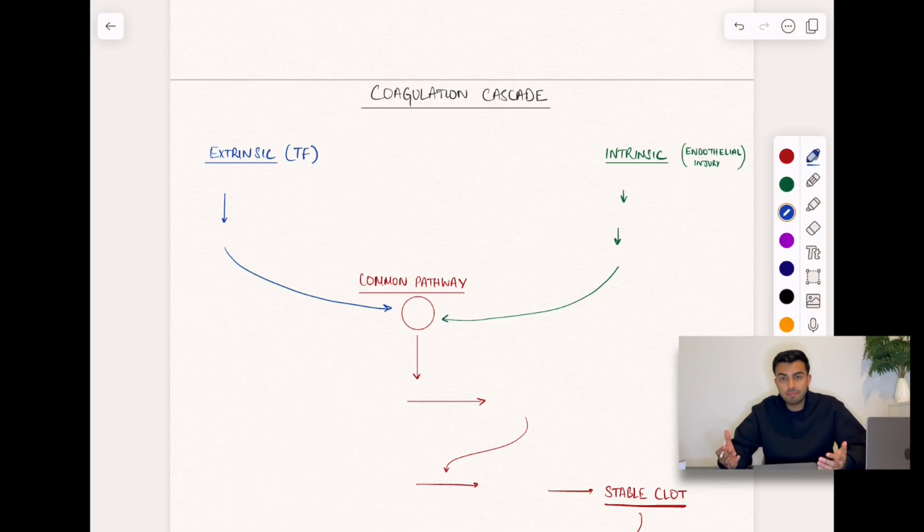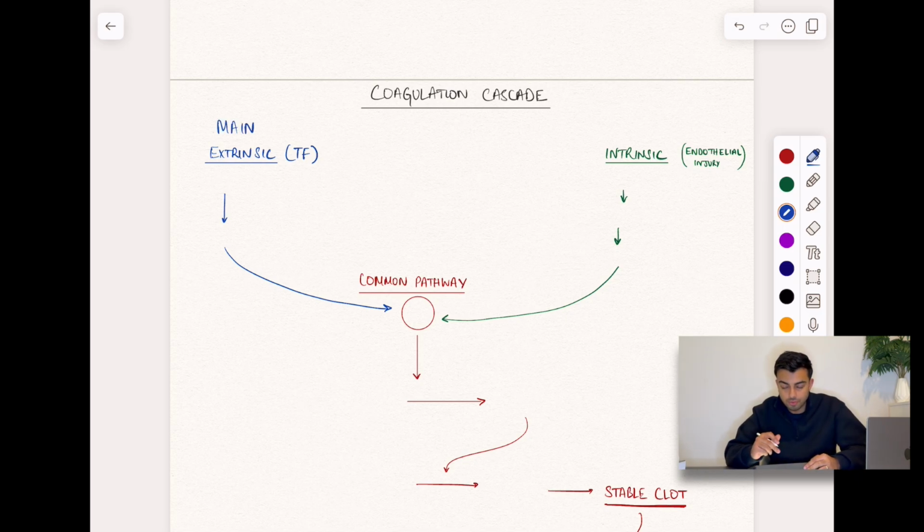So there are three main pathways in the coagulation cascade: the extrinsic and the intrinsic, which both go on to activate the common pathway, which then goes on through a series of reactions to form a stable clot. Let's go through the extrinsic first. The extrinsic pathway is a lot shorter than the intrinsic pathway. It involves only two factors, hence it's the main pathway of coagulation.